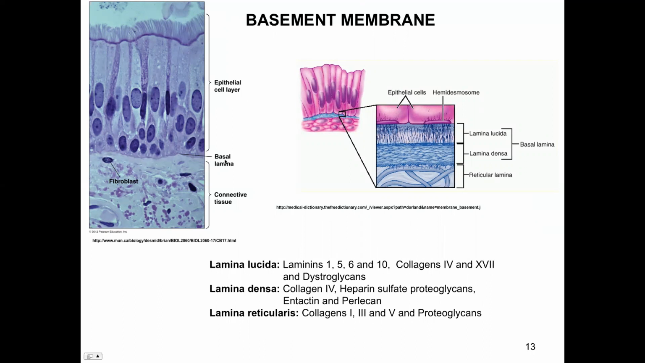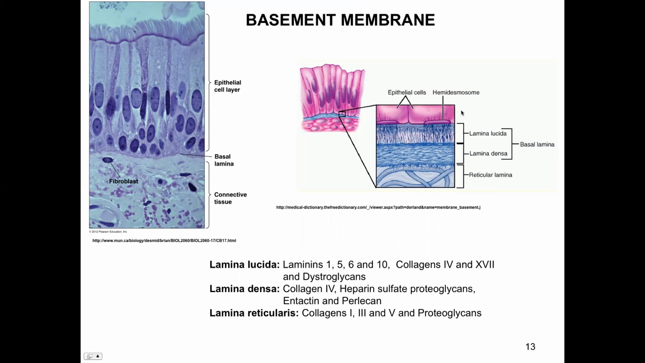And this basement membrane is made up of a few layers, okay? So there's the basal lamina itself, which is the part to which the epithelium is actually attached. And then below that, there's the reticular lamina. So there's the basal lamina and the reticular lamina. And this basal lamina is made up of two layers, the lamina lucida and lamina densa, and then underneath, the reticular lamina. And all together, those make up the basement membrane.